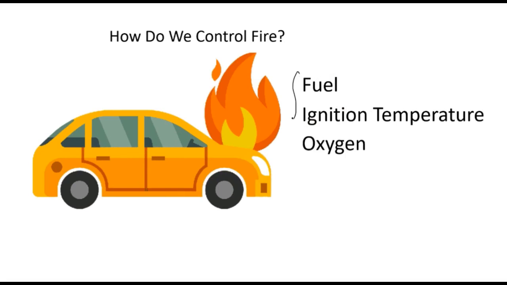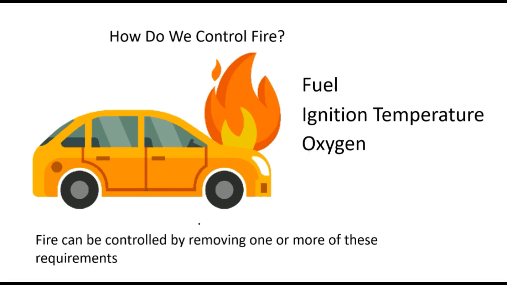Now it's very simple for us to control fire. What causes fire? Fuel, ignition temperature, and oxygen. Therefore, you either stop the fuel, or stop oxygen, or ignition temperature. Generally, if you control any one of these or more than one, then the fire will be controlled easily.